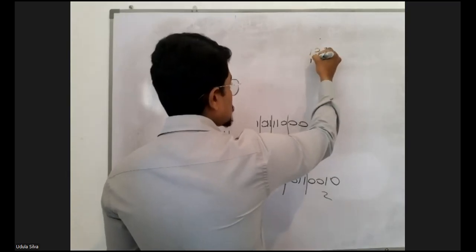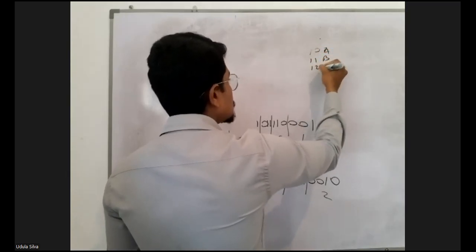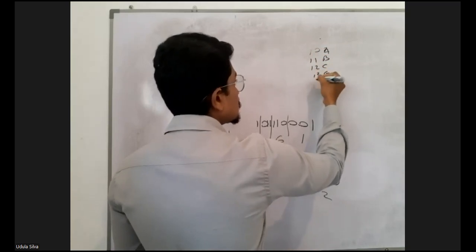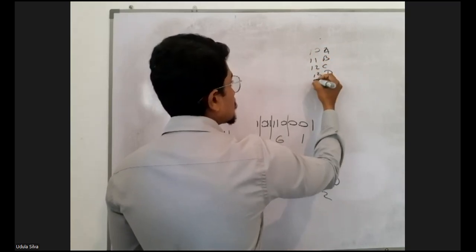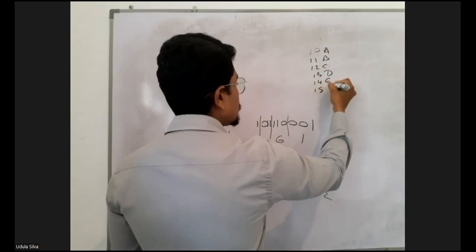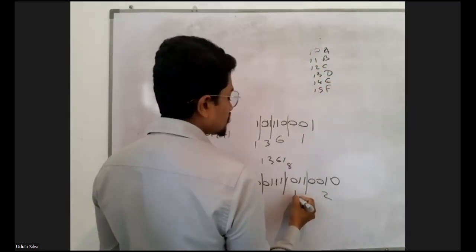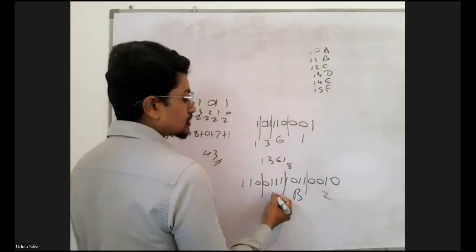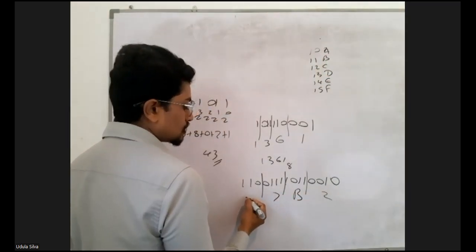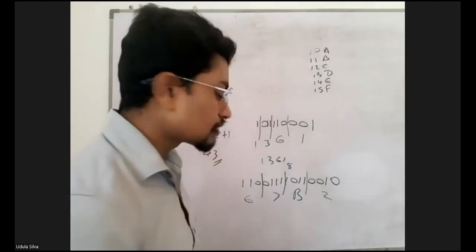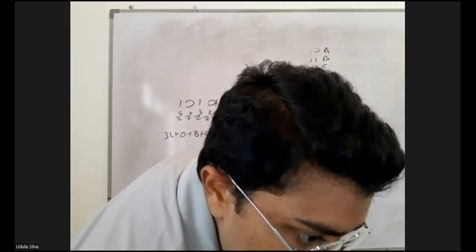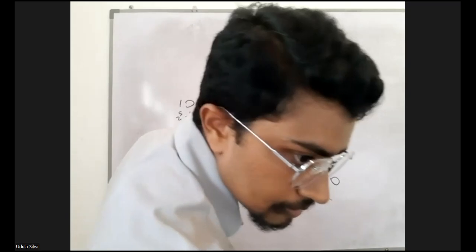10 is A, 11 is B, 12 is C, 13 is D, 14 is E, and 15 is F. So 11 is B. Here we have 7. Here we have just 6. So 6, 7, B2. Where's the answer? 6, 7, B2. First one is the answer.